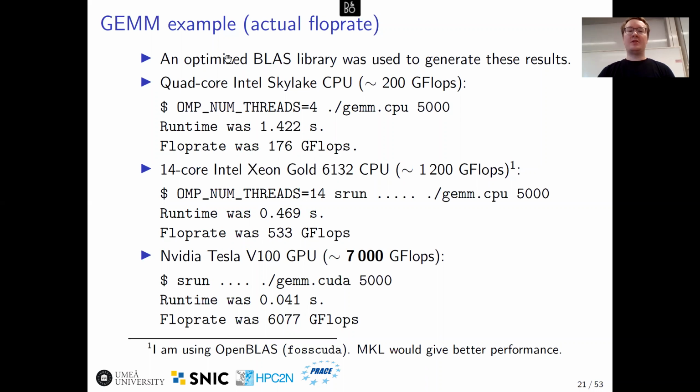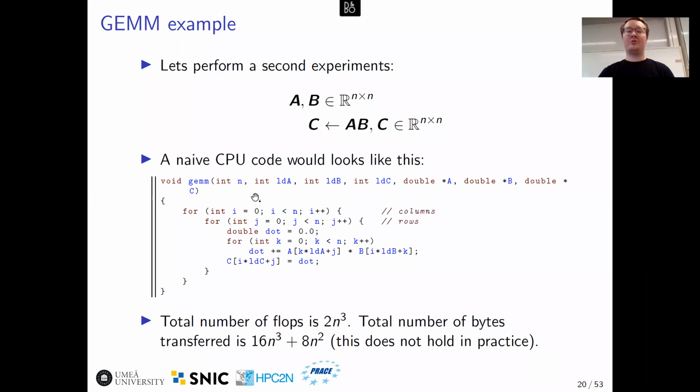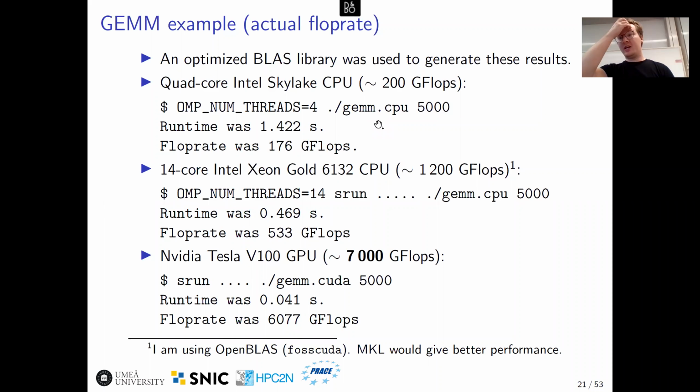So I ran a similar comparison. I'm pointing out that here I'm using an optimized BLAS library. So I'm not using this code, I'm calling a routine in the OpenBLAS library. And again, I'm running this code using four threads on the quad-core desktop CPU for matrix size of 5,000 times 5,000. The runtime is about 1.5 seconds, and the flop rate is 176 gigaflops per second out of 200, which sounds now really good.